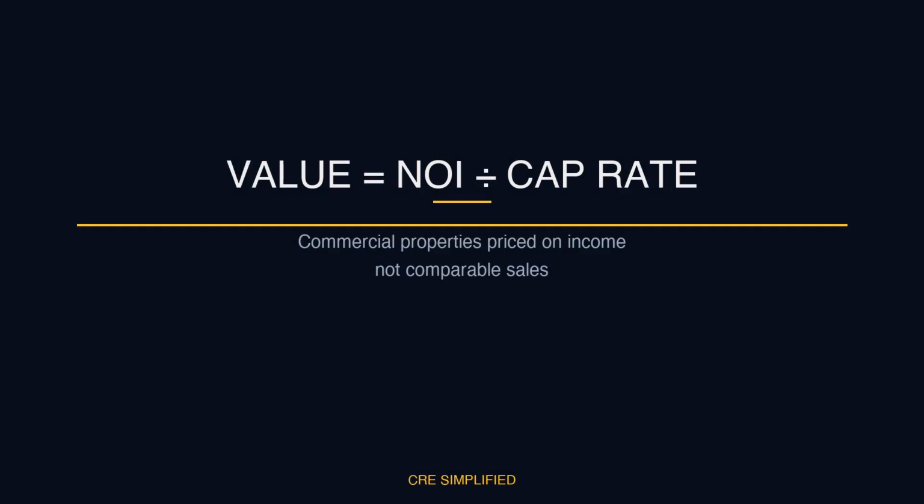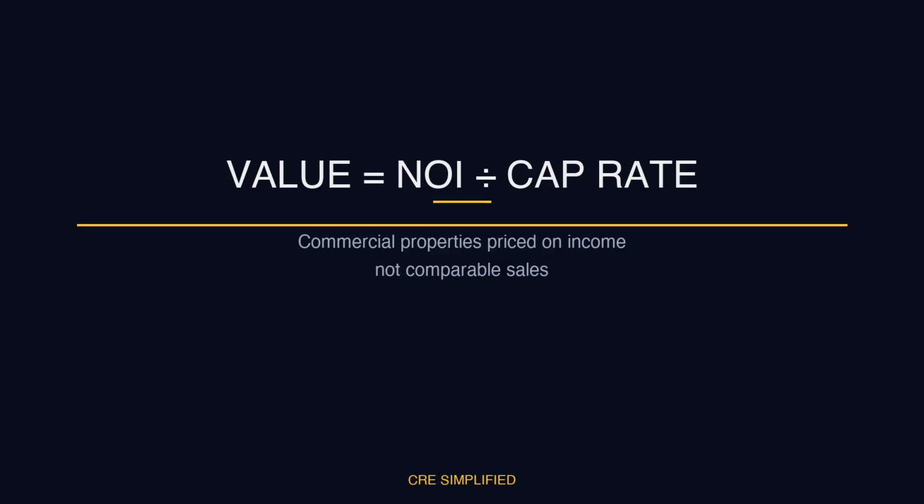And once you understand how that works, you can look at any commercial deal and know almost immediately whether the price makes sense. Let me show you exactly how it's done. The method is called the income approach, and it's the dominant valuation method in commercial real estate. The idea is simple: a commercial property is worth whatever income it generates, discounted to what a buyer would pay today for that income stream.